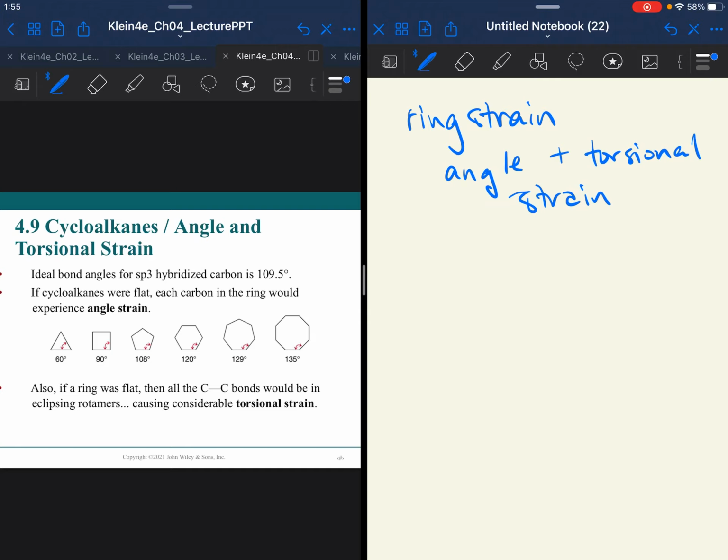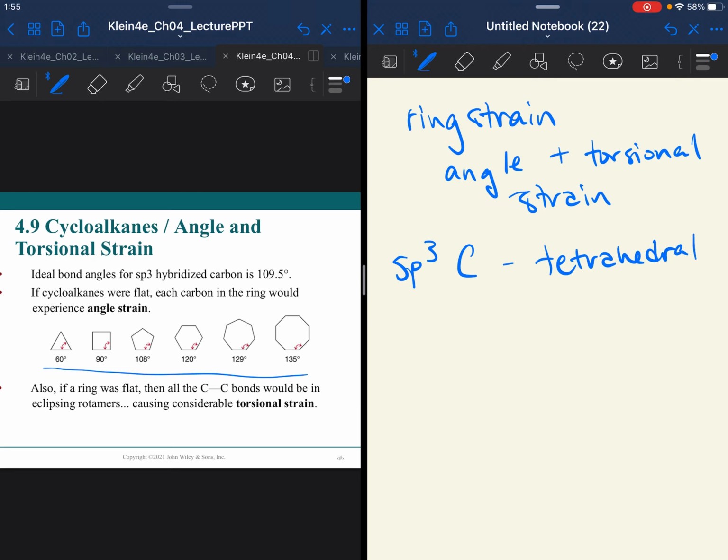Torsional strain happens when you get that suboptimal dihedral angle between bonds on adjacent carbons. Angle strain happens when you make a ring and you have all of these sp3 hybridized carbons that want to be in a tetrahedral geometry.